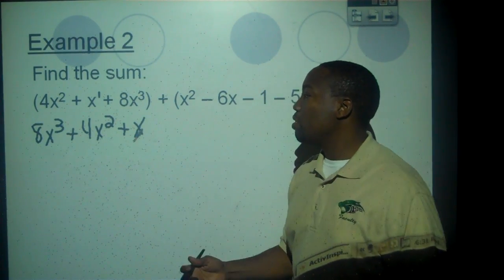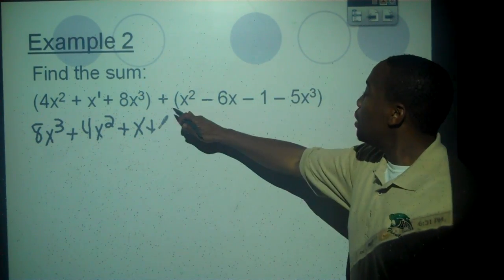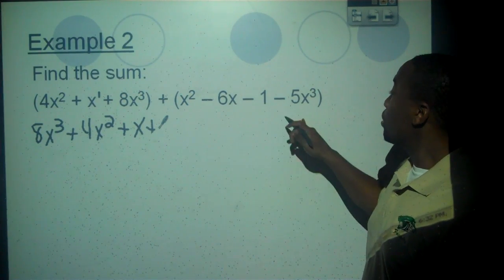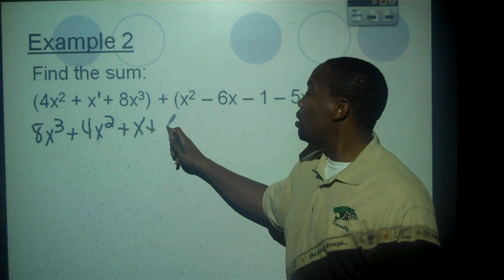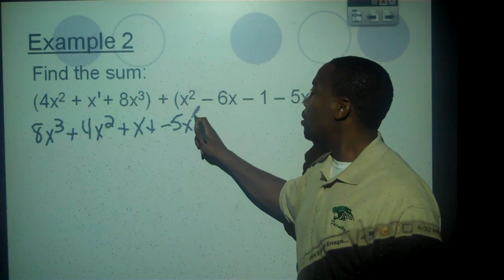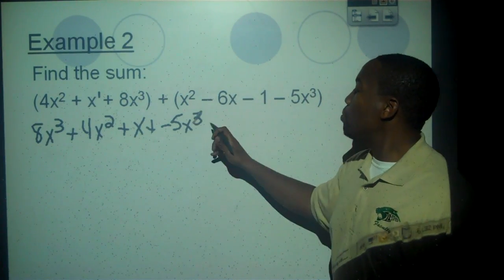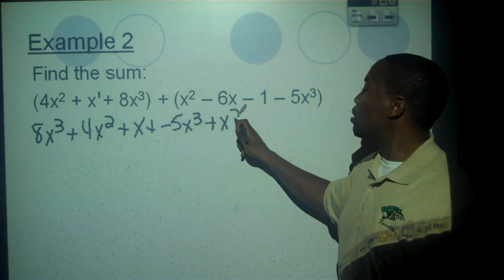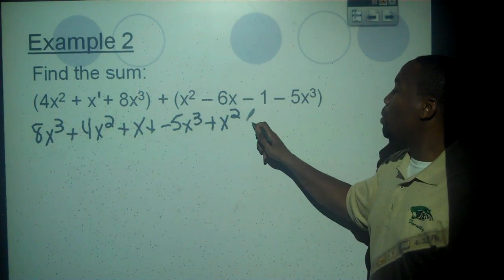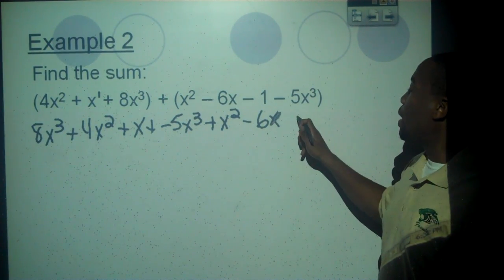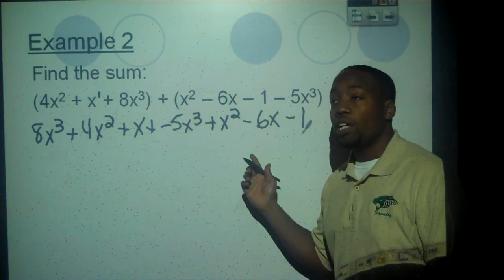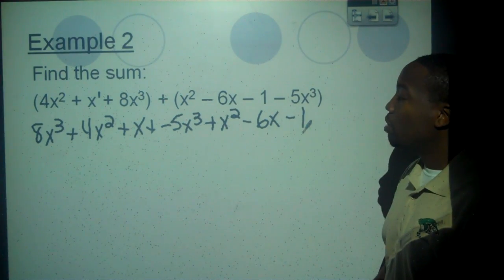Right? Now, is this one in order? No, it's not either. So I bring my negative here. Negative 5x to the third. My next one's going to be plus x squared. My next one's going to be minus 6x. And my last is going to be the 1. Now everything is basically in order.